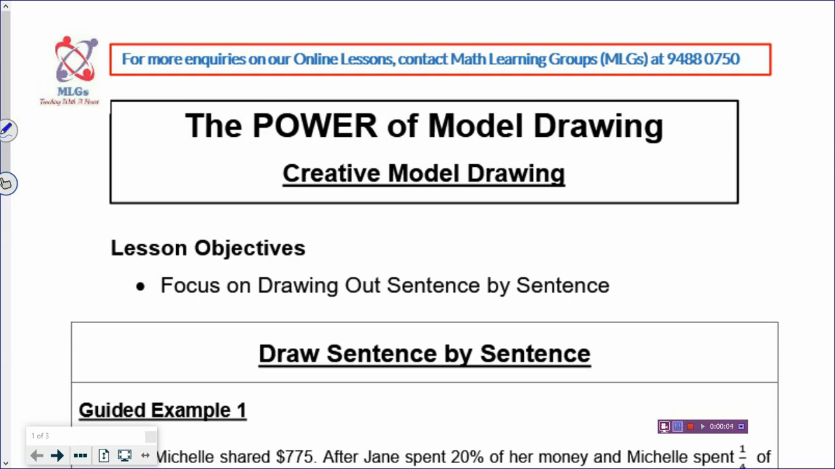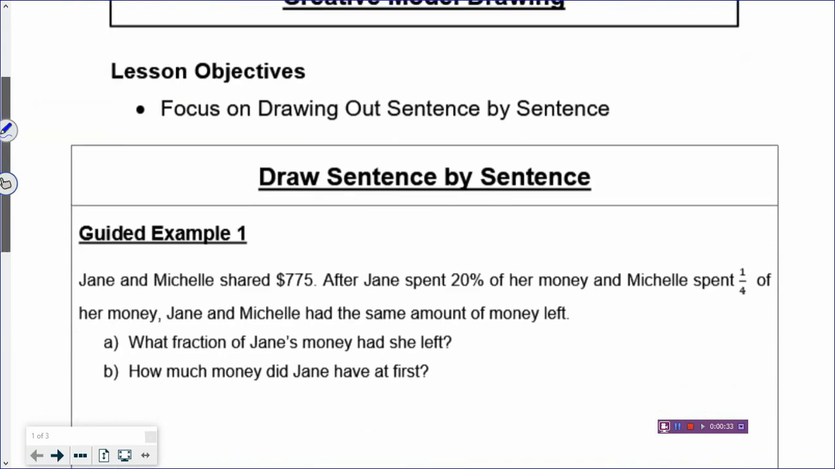Today we are coming to the last lesson on creative model drawing for P5. After this lesson, we will move on to P6 model drawing. P6 model drawing is the same. Whatever you have seen over the last few lessons on how we draw out the model creatively, it's also the same when we draw out the P6 problem. Maybe they just become a little bit harder, but otherwise it's the same method. It's still drawing. So let's look at question 1.